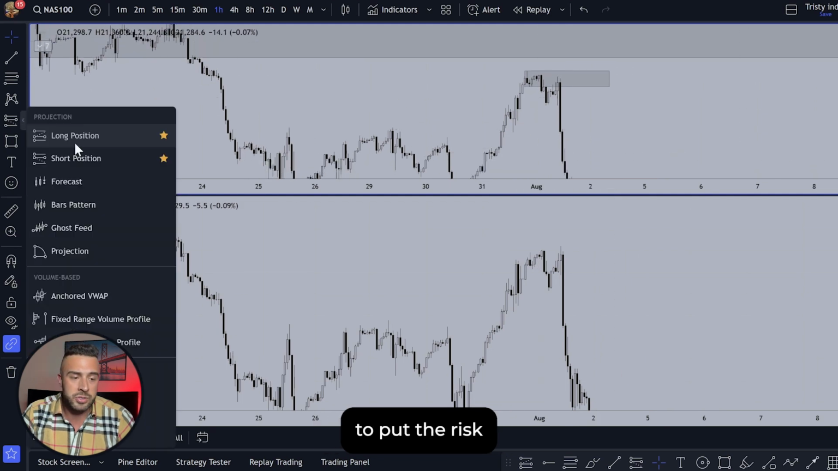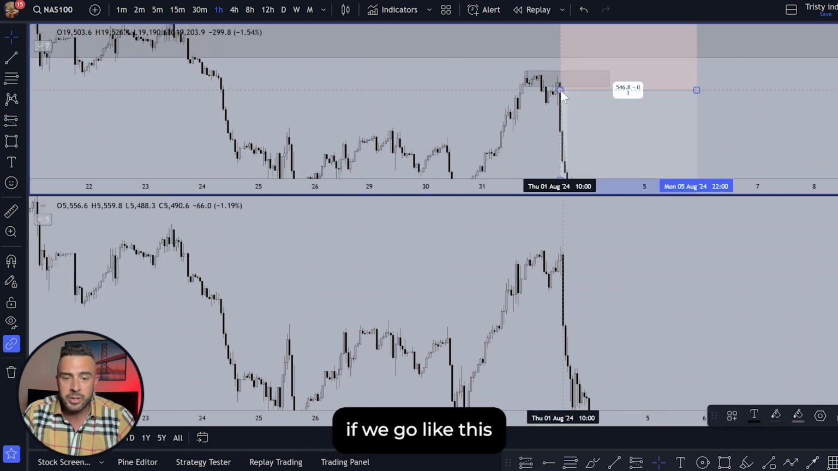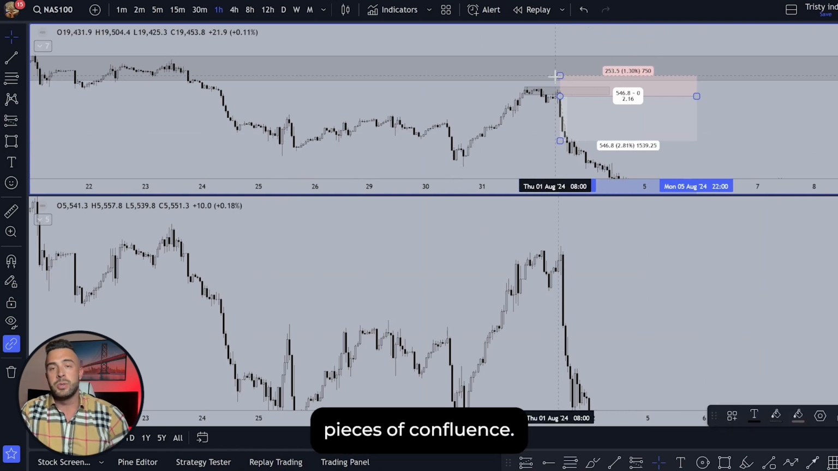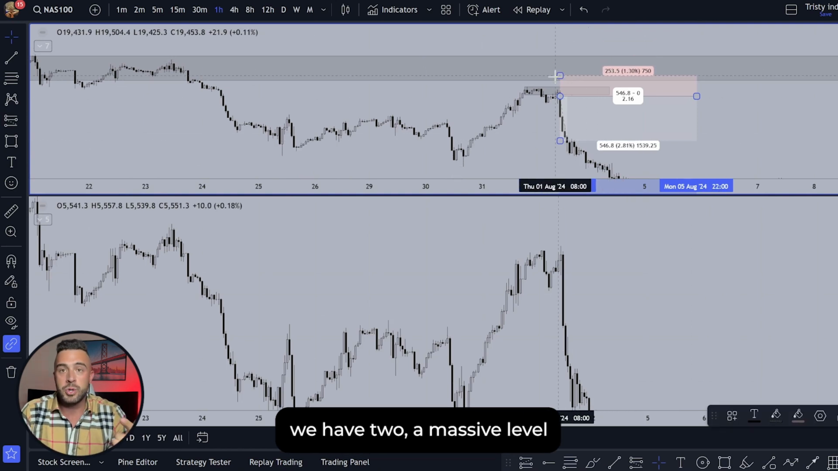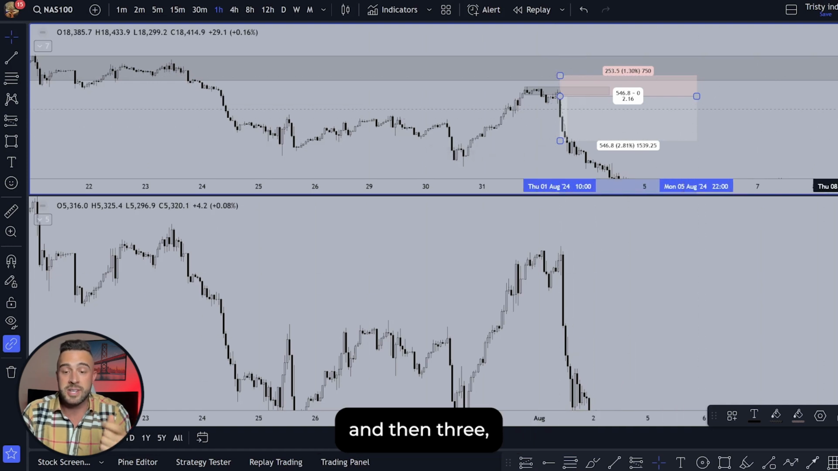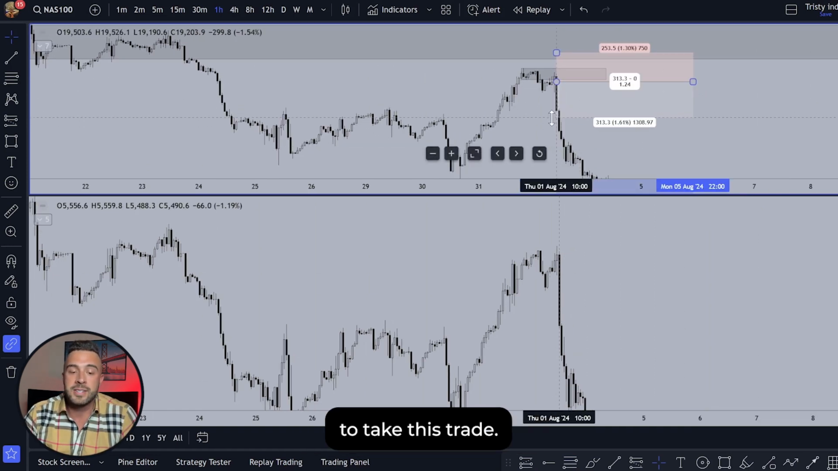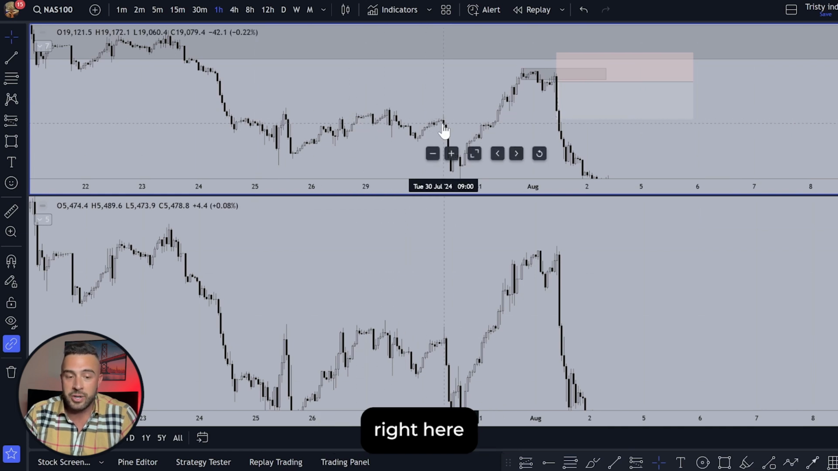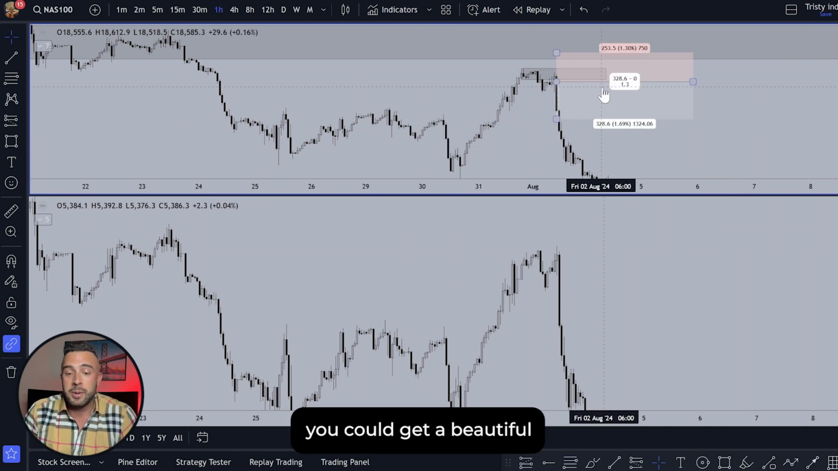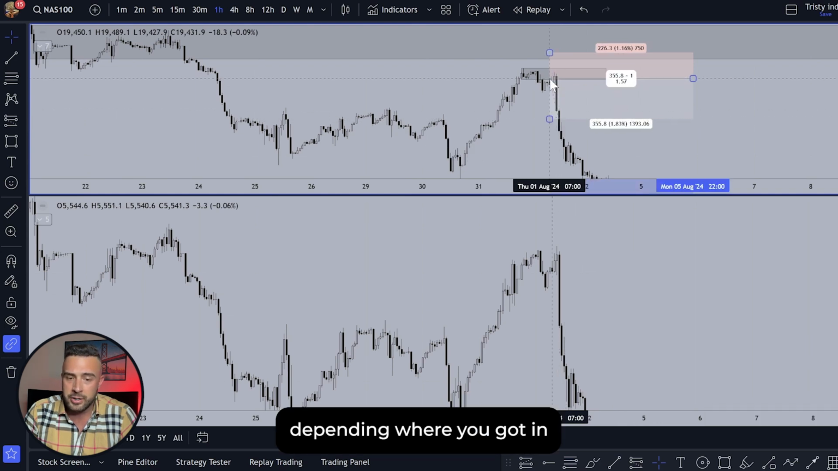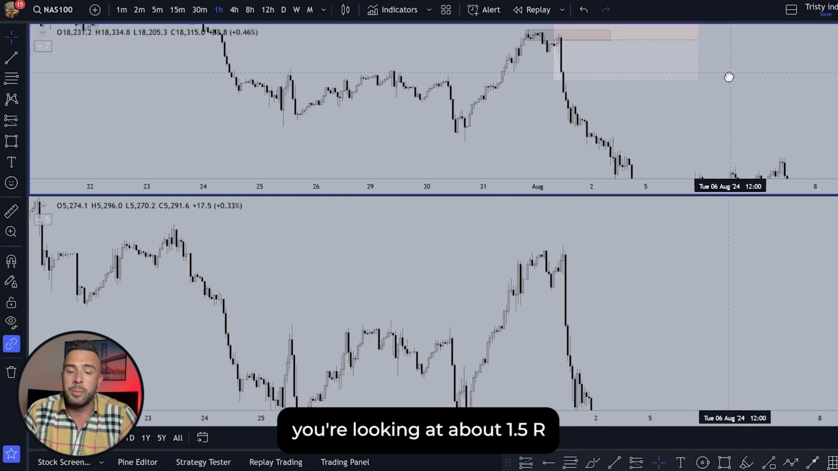Now we're going to put the risk reward tool here. With our stop above the high, this is three pieces of confluence. We have one, the shark fin. Two, a massive level of support and resistance. And three, we have SMT. So we have three things telling us to take this trade. If you were to take it to the most recent relative level of support, you could get a beautiful almost 2R trade right here. Depending on where you got in on your entry, you're looking at about 1.5R.